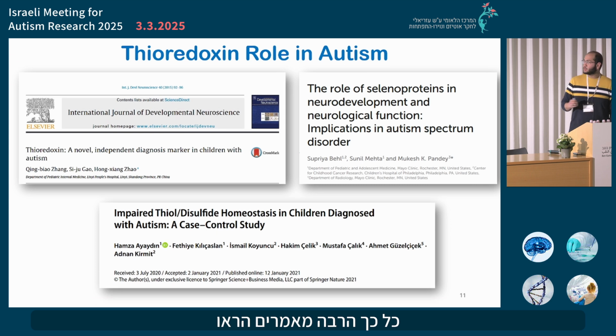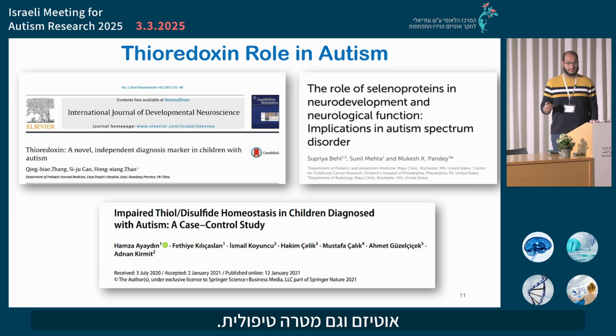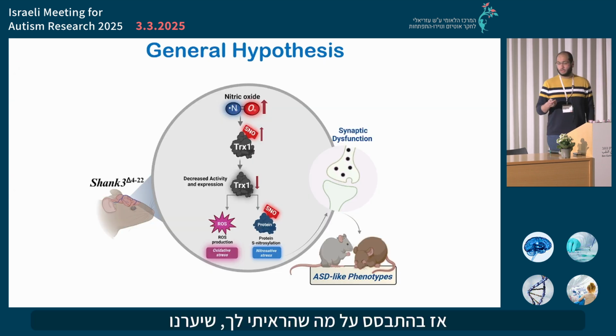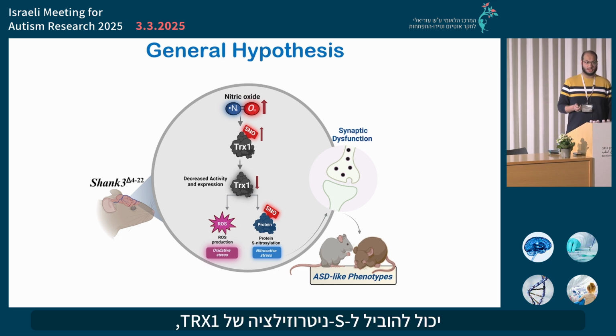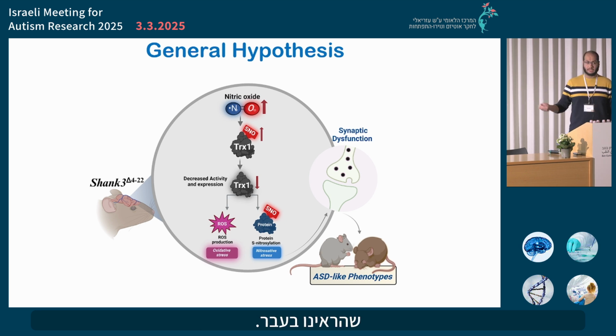Many papers showed that thioredoxin can be a potential novel diagnostic marker for autism and also a therapeutic target. So based on what I showed you, we hypothesized that the excessive nitric oxide production that we found in the Shank3 mice can lead to S-nitrosylation of TRX1, leading to its inactivation and decreased expression, leading ultimately to elevated oxidation and S-nitrosylation, which leads to the phenotypes that we previously showed.